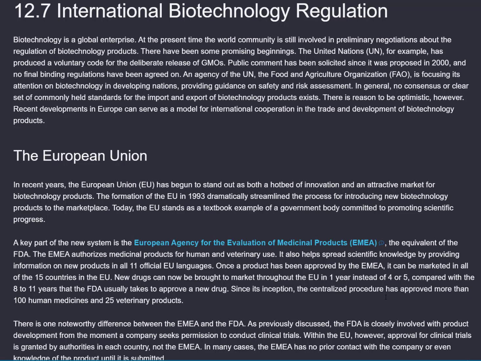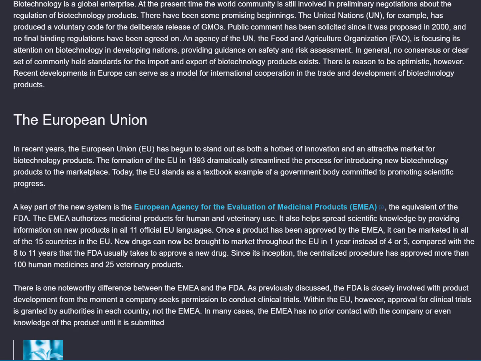12.7 International Biotechnology Regulation. Biotechnology is a global enterprise. At the present time, the world community is still involved in preliminary negotiations about the regulation of biotechnology products. There have been some promising beginnings. The United Nations, UN, for example, has produced a voluntary code for the deliberate release of GMOs. Public comment has been solicited since it was proposed in 2000, and no final binding regulations have been agreed on.